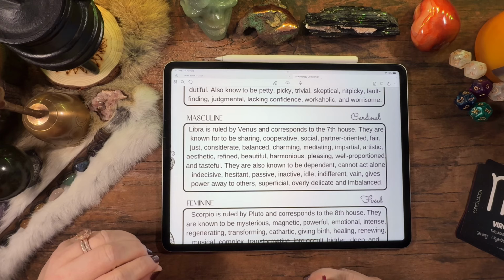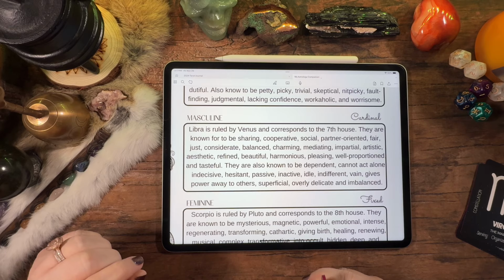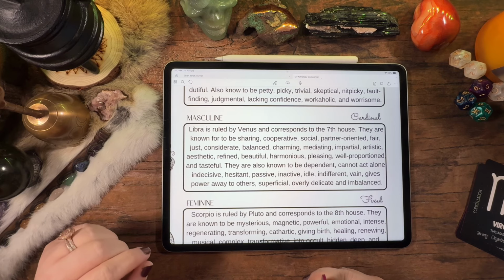They are known for being sharing, cooperative, social, partner-oriented, fair, just, considerate, balanced, charming, mediating, impartial, artistic, aesthetic, refined, beautiful, harmonious, pleasing, well-proportioned, and tasteful. They are also known to be dependent, cannot act alone, indecisive, hesitant, passive, inactive, idle, indifferent, vain, giving power away to others. They're superficial, overly delicate, and imbalanced.